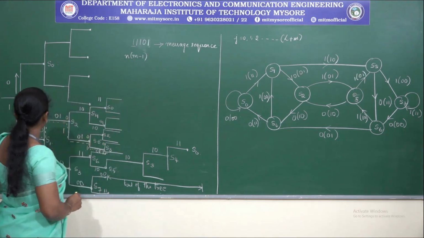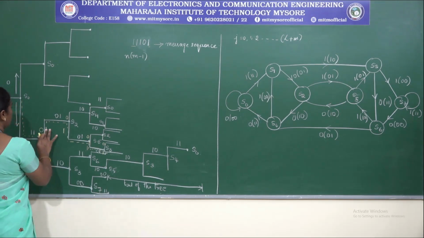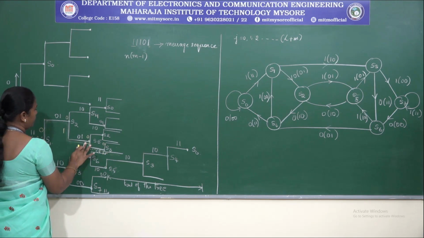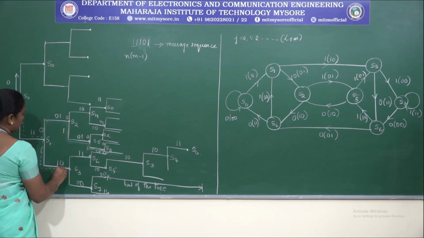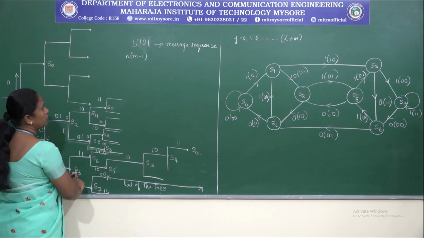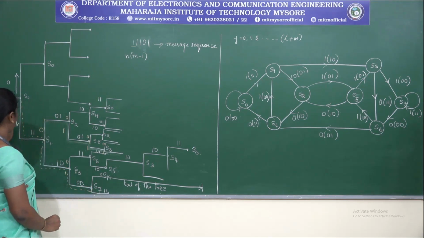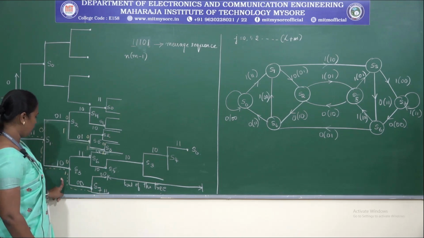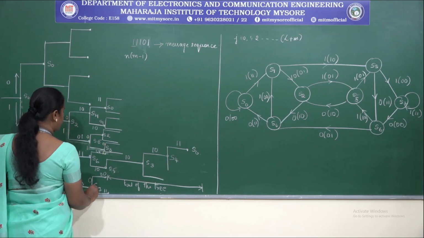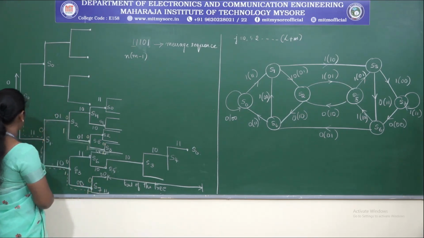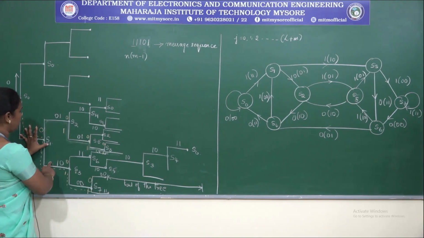So for this, with input 1, we have the output 1 1. The next input is 1. If the input is 1, it has to make a transition downwards. What is its output? 1 0. It is reaching S3. Again the input is 1, so it makes a transition downwards. Input 1 again, so the output is 0 0. Then it is 0 1. Here for input 1, the output is 1 1. For input 1, the output is 1 0.